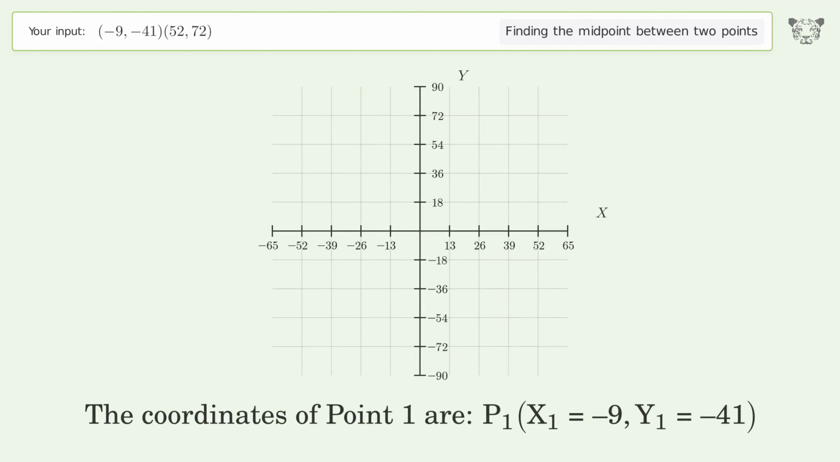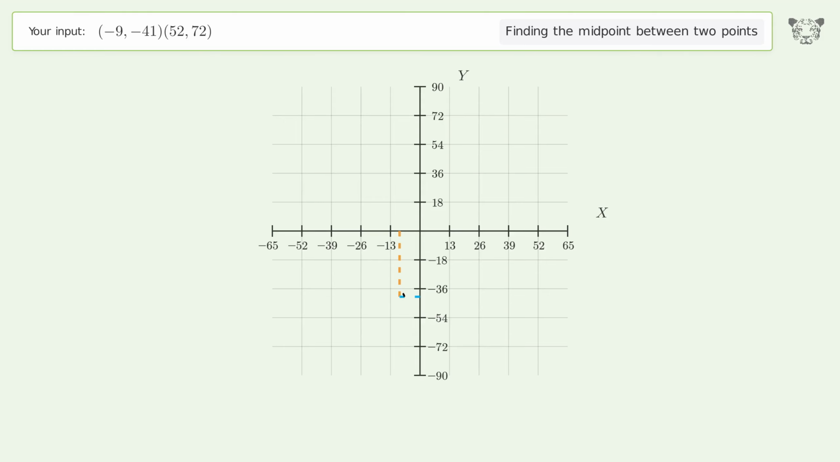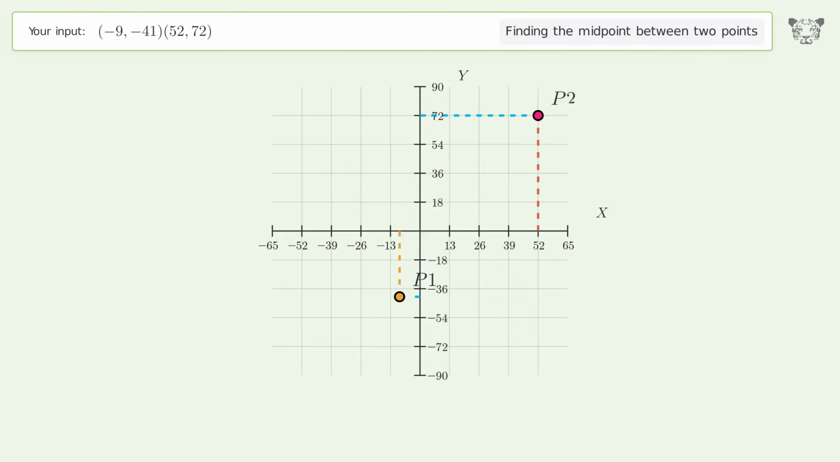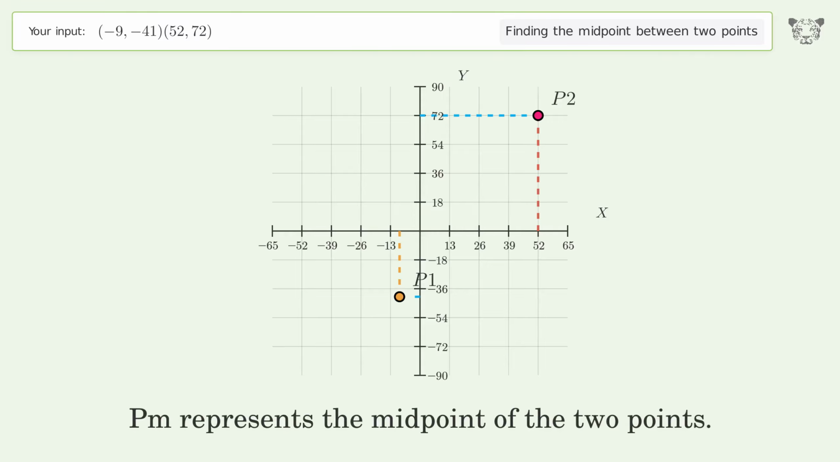The coordinates of point 1 are, x1 equals -9, y1 equals -41. The coordinates of point 2 are, x2 equals 52, y2 equals 72. PM represents the midpoint of the 2 points.